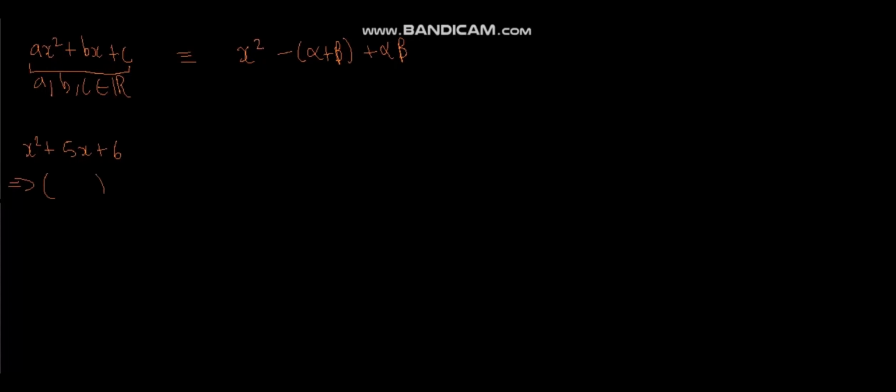So factorizing, we have x, then positive 2, positive 3. Do the test. The first term multiplied by the last term is 3x, plus the second term multiplied by the third term is 2x. Add the two: 3x plus 2x is 5x. So we are correct. Equals to 0 to solve. So we get x equals minus 2 and x equals minus 3.